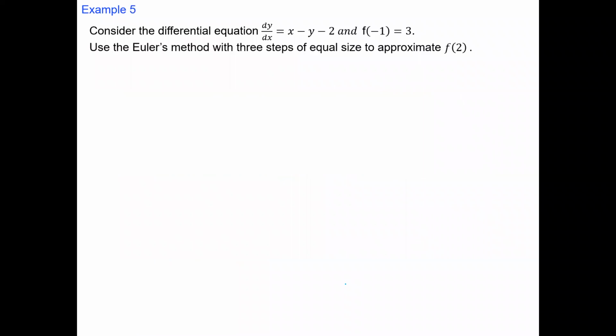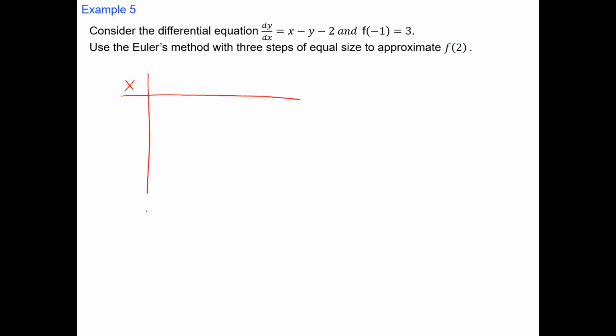The same thing. Consider the differential equation dy dx equals x minus y minus 2, and the initial condition f of negative 1 is 3. Use the Euler's method with 3 steps of equal size to approximate f of 2. As we can see, jumping from negative 1 to 2, probably we have to say that the step size is simply 1. We will go by 1. And we will actually have 3 steps. Okay, let's do the same thing.